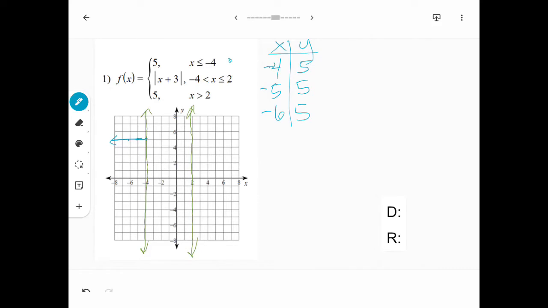If you sneak ahead and look, this last one's actually going to look the same way, except it's going to be an open circle on 2. So we can actually fill that in right now if we want, since those graphs are the same.